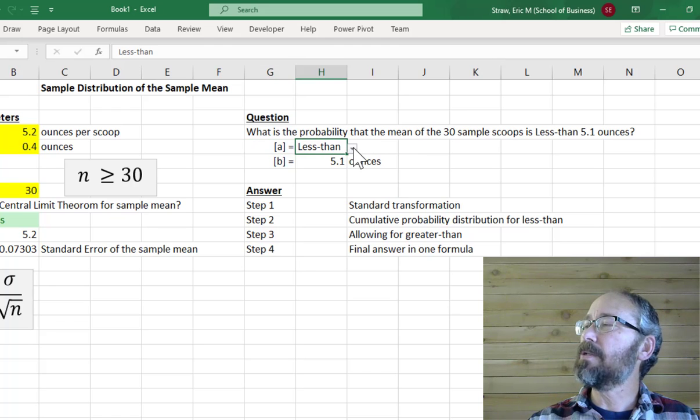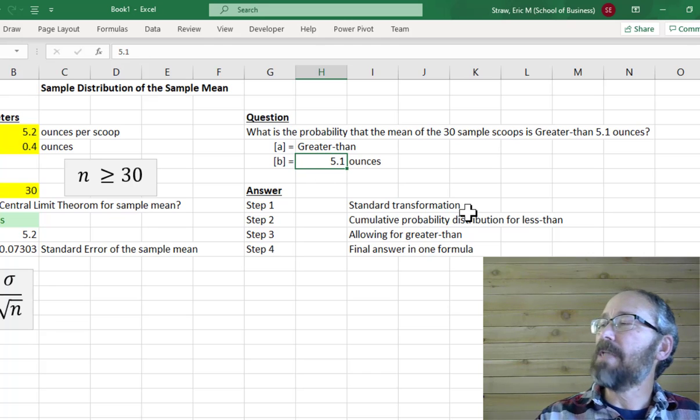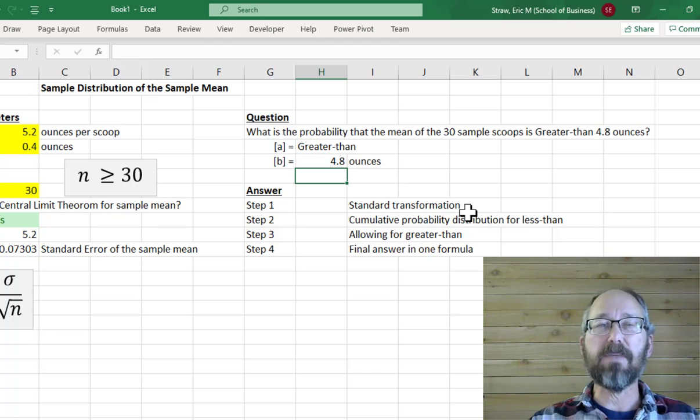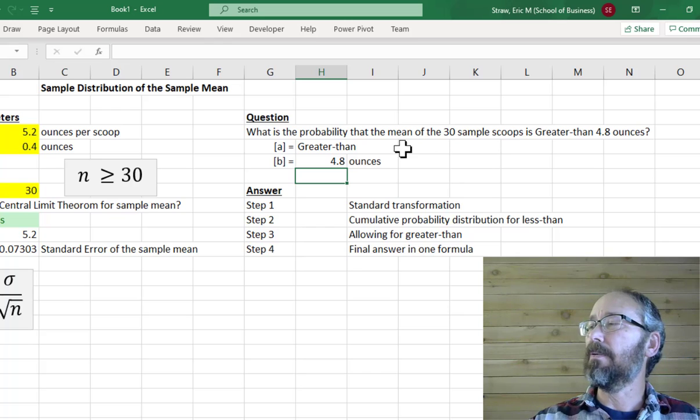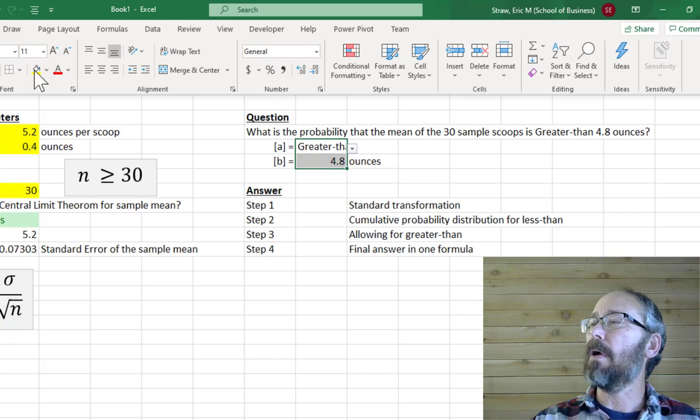And if we change this, we can say greater than 5.1, or we can say 4.8, or whatever the case may be. And we're actually changing the question itself. So again, these are ones that we'll alter.